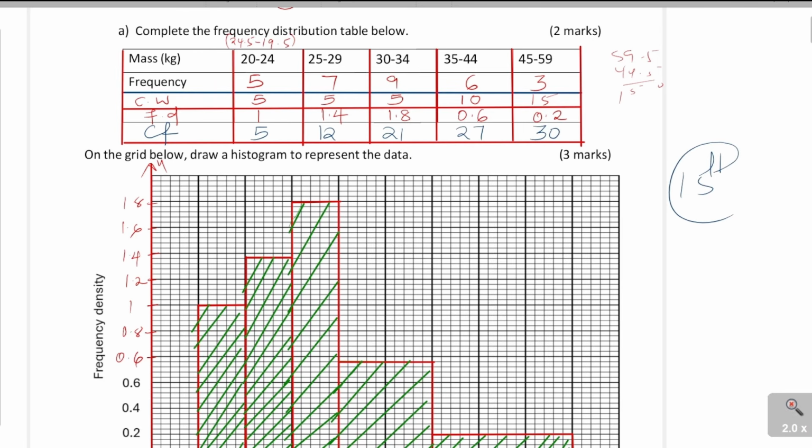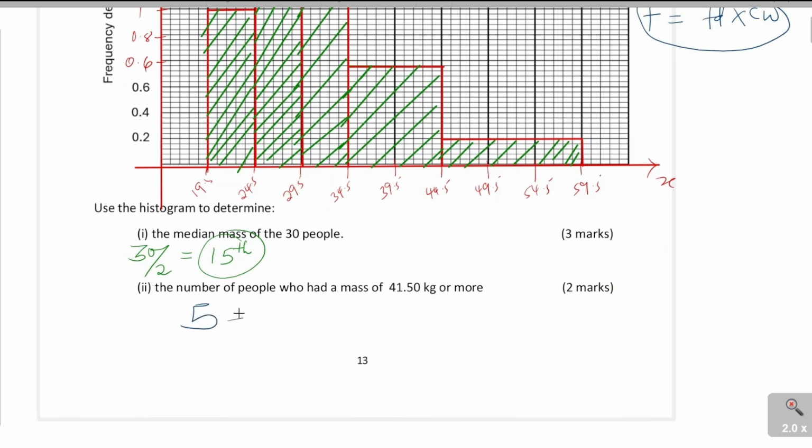From the formula here, the frequency density is equal to frequency over the class width. So how do we get the frequency? Frequency is obtained by taking the frequency density multiplied by the class width. Since the median will be located at 30 to 34, we will have 5 plus 7, or simply 12.